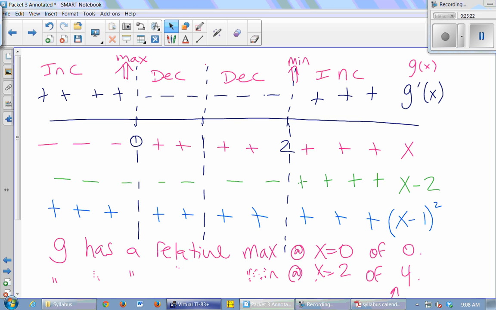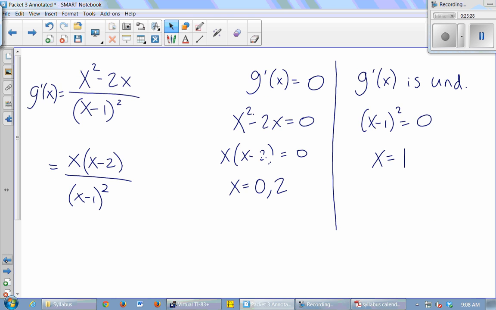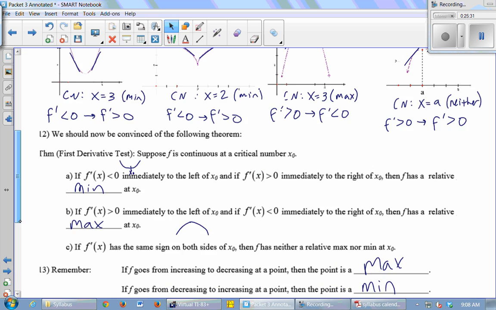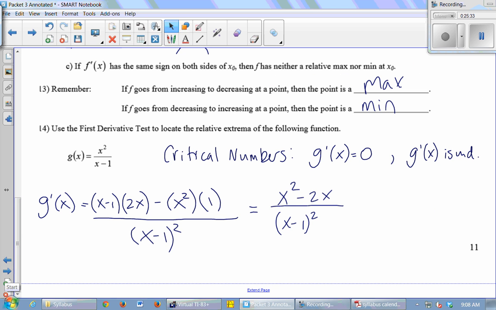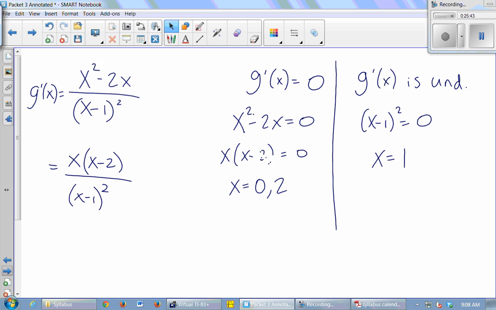So finding relative maxes and mins is kind of a long process without using your calculator. It's not too bad, but it has several steps. First, we have to find critical numbers, and those happen when g prime equals 0 and when g prime is undefined. So first thing you have to do is find g prime, then figure out where it equals 0 and where it's undefined. And these are what we call critical numbers.